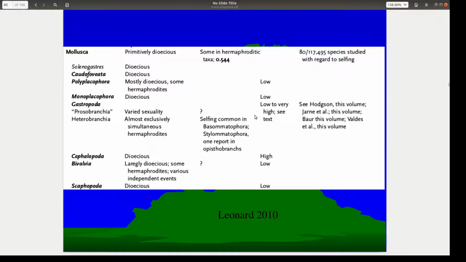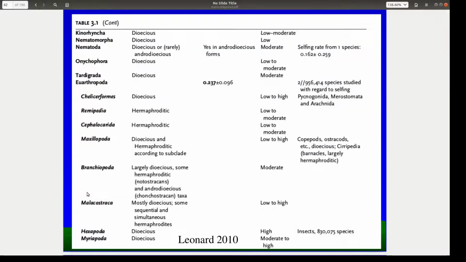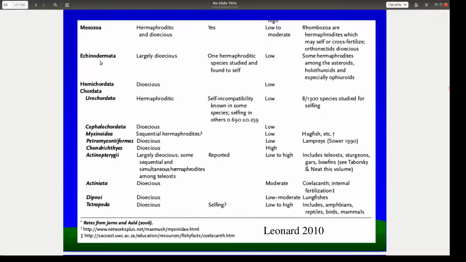Cephalopods, the squids and cuttlefish, are dioecious, separate males and females. Bivalves, clams, mussels are largely dioecious, separate sexes. There's some hermaphrodites. Nematodes are dioecious, and there's a few that are androdioecious. And what androdioecy is, that some individuals are male and other individuals are hermaphroditic. So that's a different sexual system that's fairly rare, but it occurs occasionally. Echinoderms, in other words, sea stars and sea urchins, are for the most part dioecious. In the chordates, like I've already said, the vast majority are dioecious, but there are a few interesting cases of hermaphrodites.